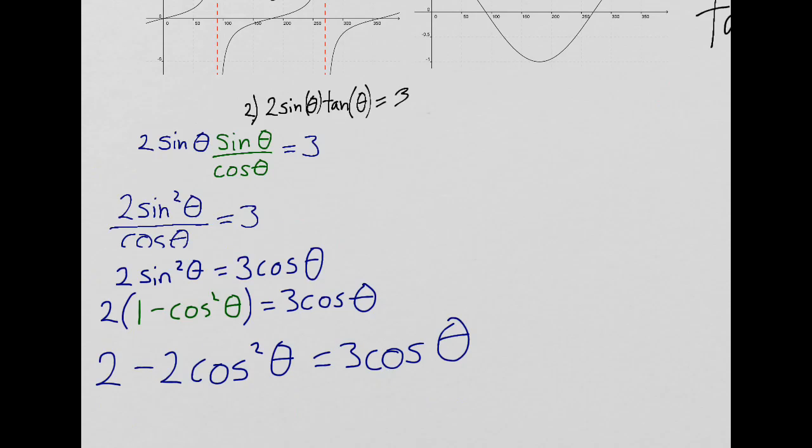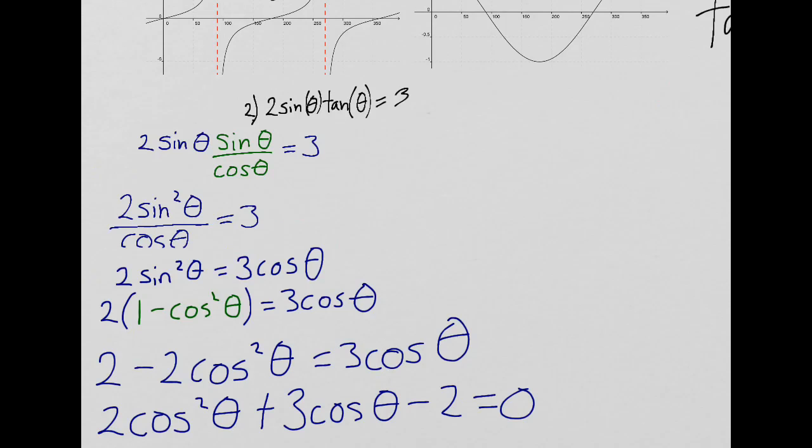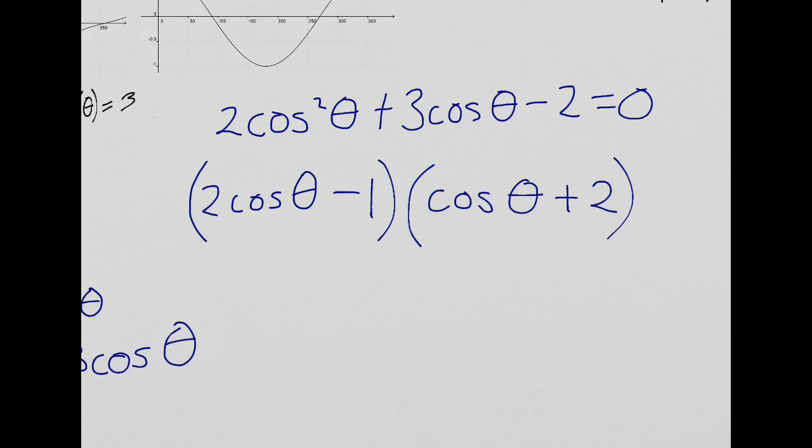So expanding our brackets and rearranging, we're left with a quadratic equation. So we can factorise this one, and we'll get the following. And then the solutions to that will give us cos theta as a half, or cos theta equals minus 2.